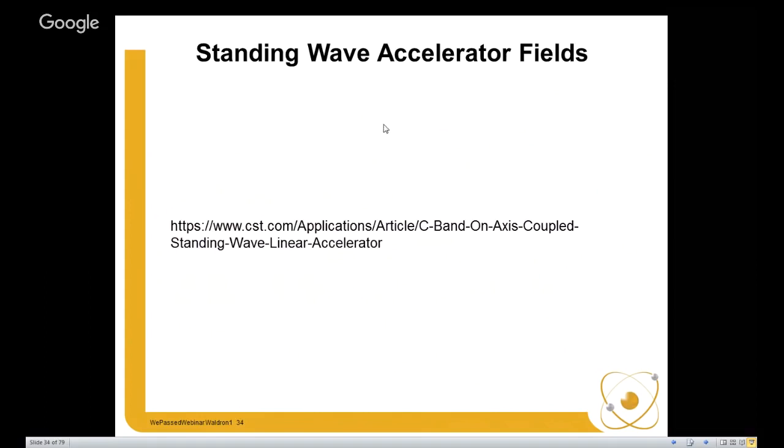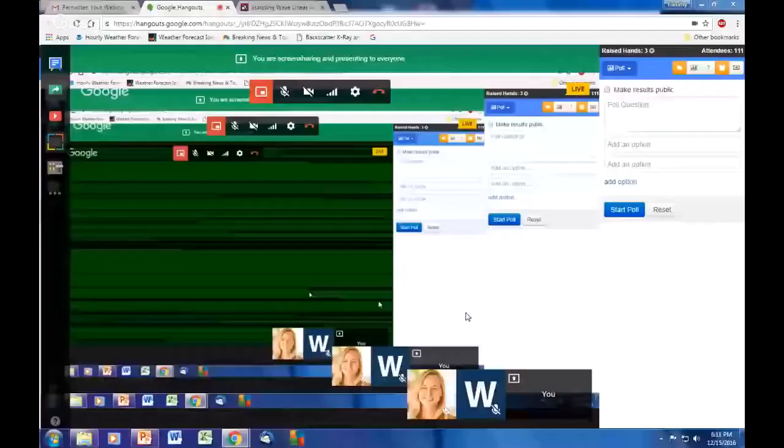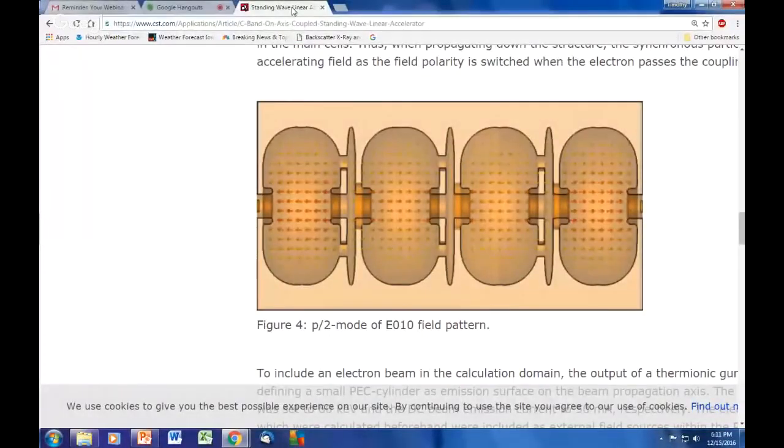I don't know if this is going to work or not, but there's a very interesting simulation that's available at this webpage from CST. And I'm going to try and switch to it now, and we'll see what happens. So hopefully what you're all seeing now is an animation of a standing wave accelerator showing the electric fields switching back and forth. And if not, well, then I encourage you to go to the CST webpage sometime and look at it.